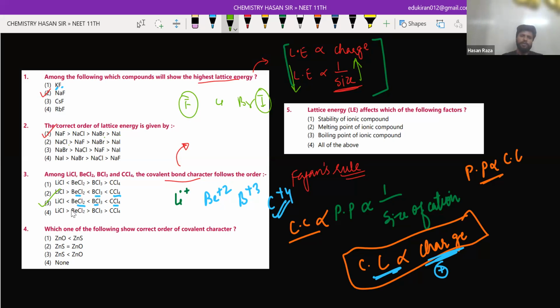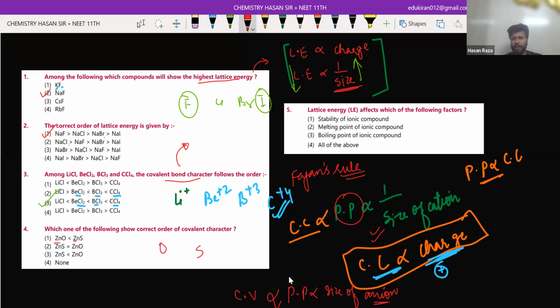What about the fourth one? It is also about covalent character. So you can see here Zn is the same. So you are going for oxygen and sulfur. As I told you, polarizing power is inversely proportional to size of cation. And you can write polarizing power directly proportional to size of anion. If we are going to talk about anion, the size should be greater. And polarizing power is directly proportional to covalent character.